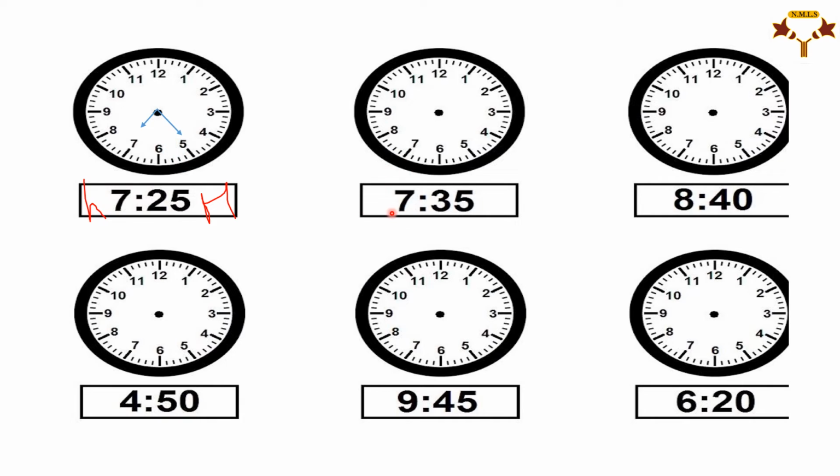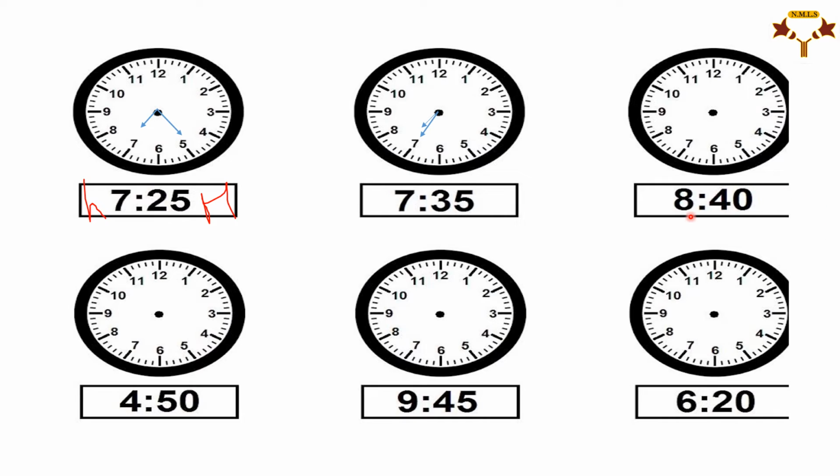Second one. Here we have 7 in hours and 35 in minutes. At first, we will start by shorthand to represent hours. 7 in hours, then we will draw shorthand between 7 and 8. Okay? And 35 minutes, we will start with 1, 5, 2, 10, 3, 15, 4, 20, 5, 25, 6, 30 and 7, 35. Then we will draw longhand at 7 to get 35 minutes.